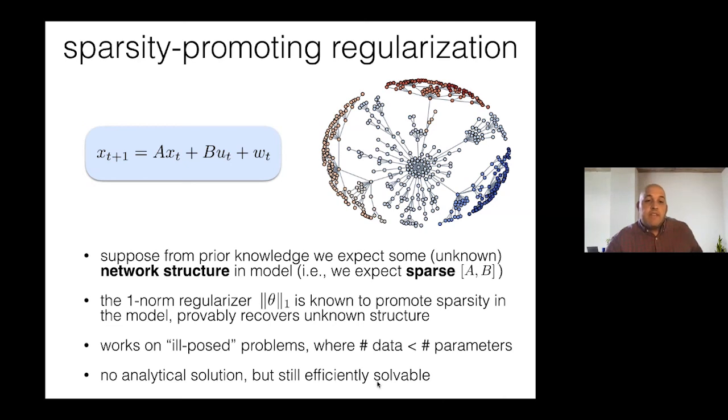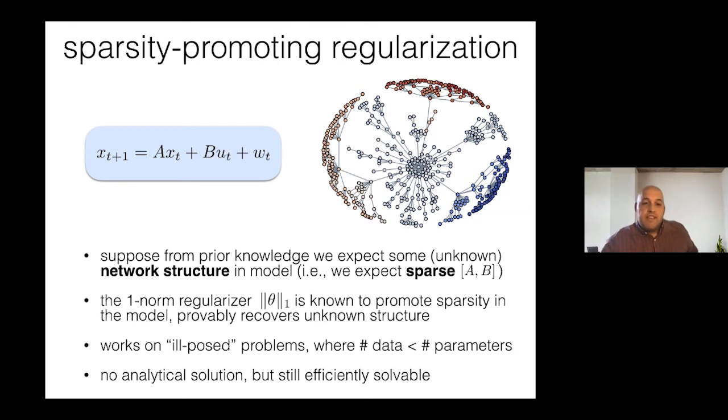And it turns out that this 1 norm regularizer term, the 1 norm of the model parameters theta, if you add that into the inference procedure, it's known to promote sparsity in the model. And there are properties which I'm not going to talk about, but you can provably recover exactly the unknown structure that's happening in the dynamics of the network.